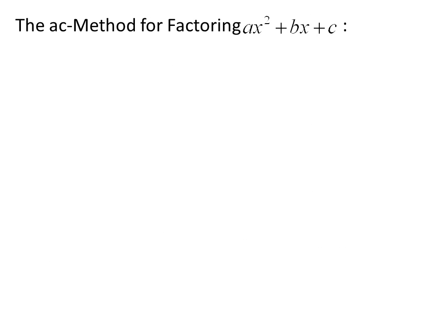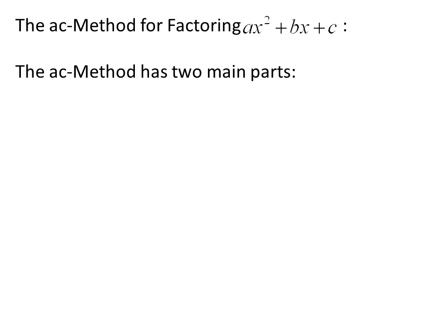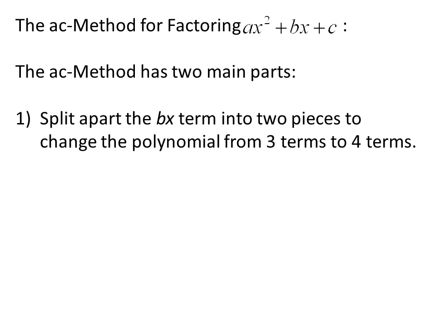Now that we have a quick review of factoring by grouping, we are going to use that for our AC method for factoring polynomials that resemble ax squared plus bx plus c. And there are two main parts to the AC method. The first part is splitting apart the middle bx term into two pieces, because right now I only see 3 terms in that polynomial. In order to use factor by grouping, we would like to have an even number of terms, so we are going to split apart the bx term into two pieces, thus turning the polynomial into a 4-term polynomial. And then once we do that, all we have to do is factor by grouping.